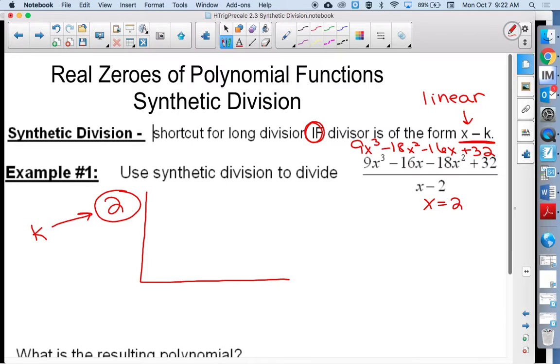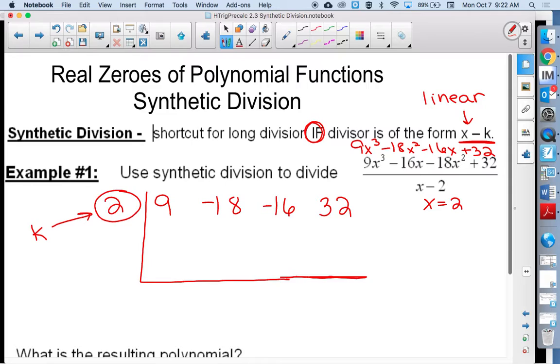Next to the 2, we're going to write all the coefficients of our polynomial in order. That's why we need to rearrange them, because the polynomial has to be in descending order. Just the coefficients, we're not worried about x, which is why synthetic division is nice. You don't have to worry about any of the x's. So we're taking the 9, the negative 18, negative 16, and 32. We're using all the coefficients, the numbers, just like the quadratic formula. The quadratic formula takes the x's out of the problem and just uses the numbers. So it's the same thing.